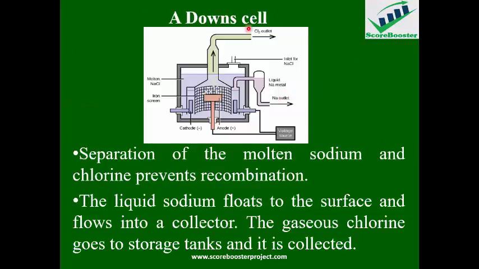So this is the cell. We have this anode as a positive electrode, we have this cathode. So we close the cell here. This is the power source. This is molten sodium chloride. Then the iron screen is there to screen it in case of impurities. So now after chloride has lost electron here, it's going to become a gas. So chlorine gas can escape from here. The sodium ion is going to gain electron from the cathode. When it gains electron, it becomes sodium metal.